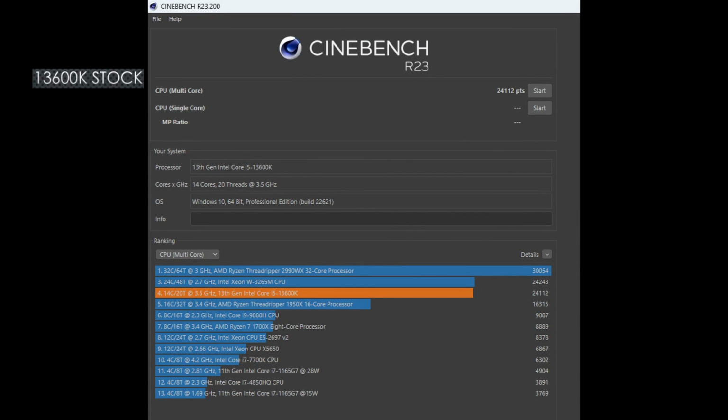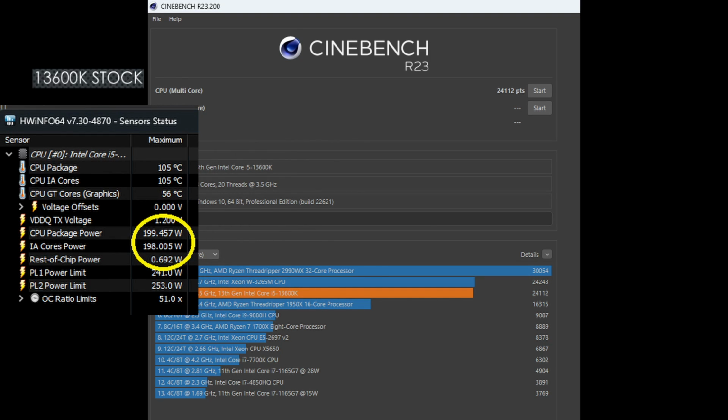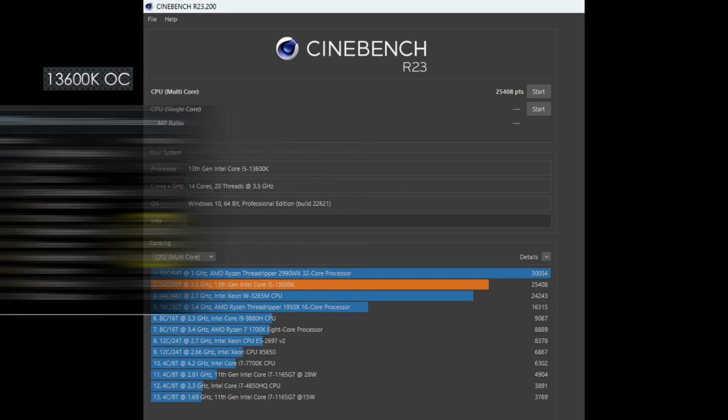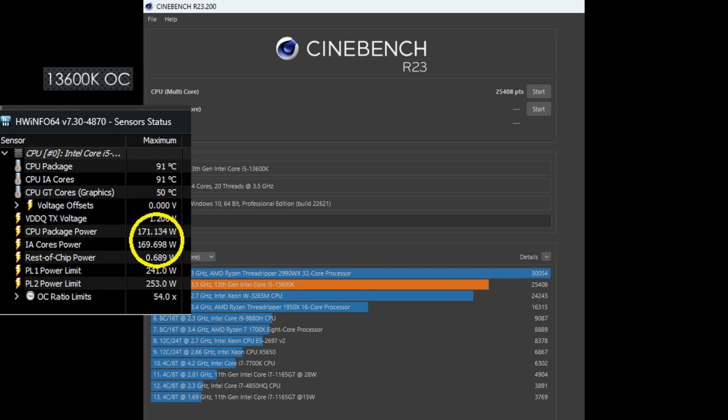At stock, this CPU scores 24,112 points in Cinebench R23. This stock configuration drew a maximum of 199 watts for the CPU package power. With the CPU overclocked and undervolted, the score improves to 25,408 points, an improvement of over 5%. This is while drawing a maximum of 171 watts for the CPU package power. That is a reduction of 28 watts while improving the performance by over 5%.